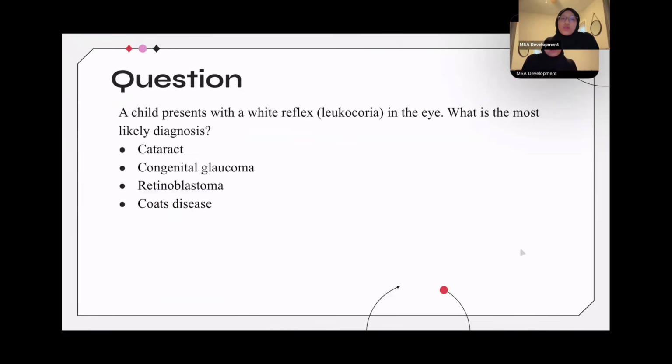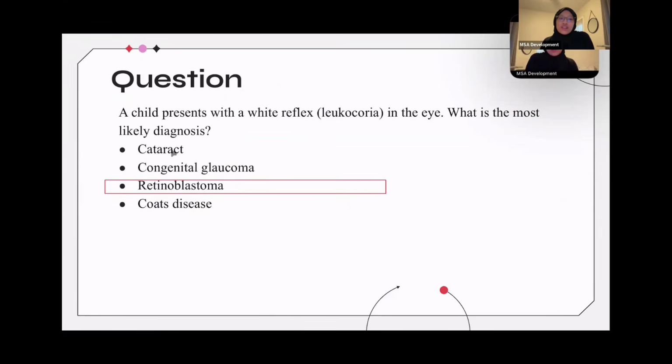Okay. Someone presents with a white reflex in the eye. What is the most likely diagnosis? Is it cataract, glaucoma, retinoblastoma, or Coats disease? I said the most common in children that is a real emergency is retinoblastoma. Glaucoma doesn't happen in children.